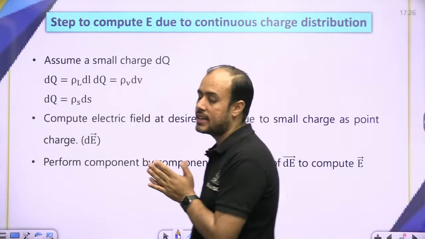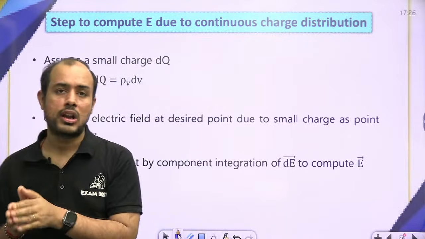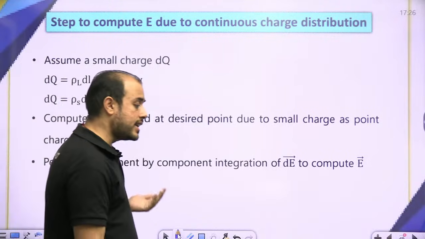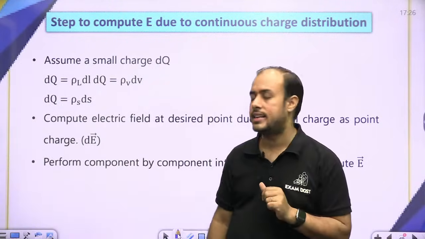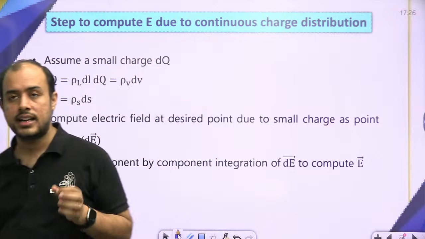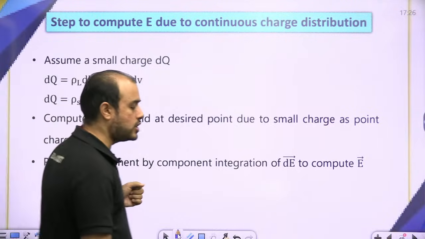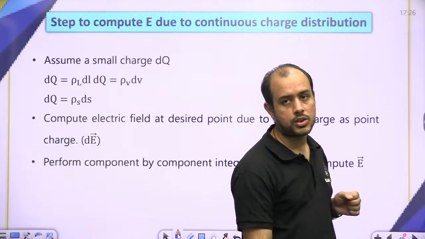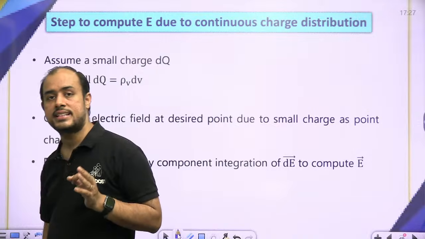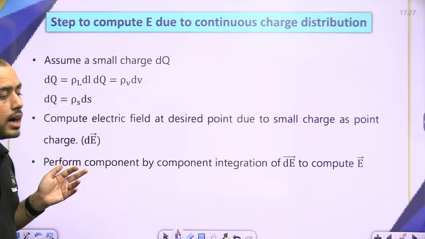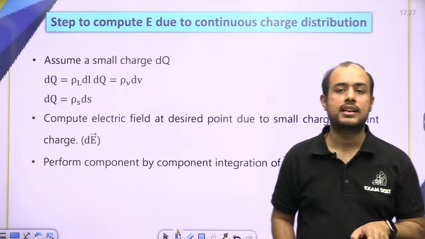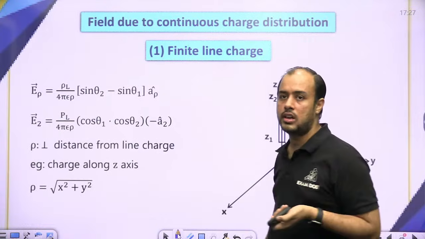Suppose there is a line charge. I will take a small length dl and the dq will become rho l dl. If it is a surface charge, I will take a small area ds, then dq will be rho s ds. If it is a volume charge, I will take a small volume dv and then dq will be rho v dv. How much will it be? Rho v dv. So you will find the electric field due to this point charge at the desired point, and then do component by component integration. Integration will always be done one component at a time to find the overall field.